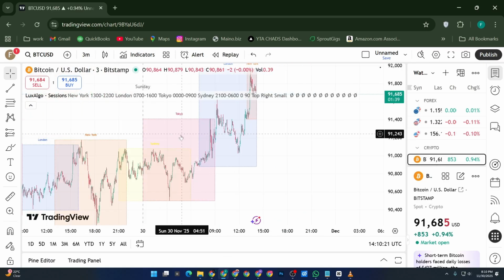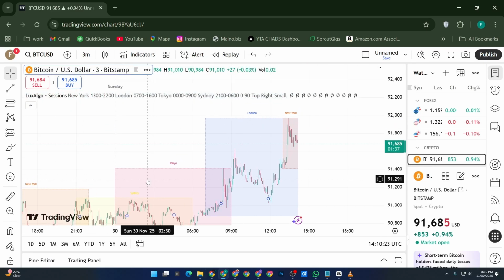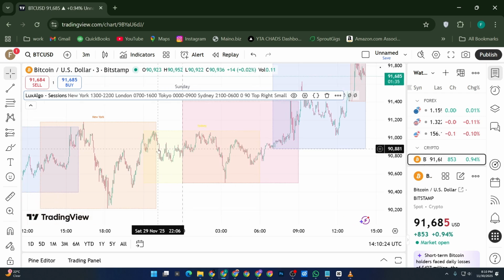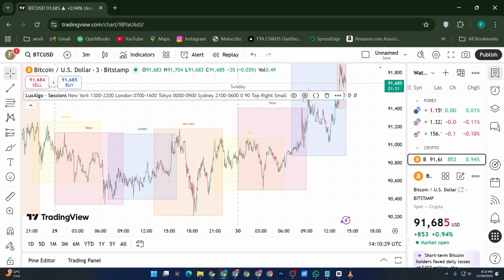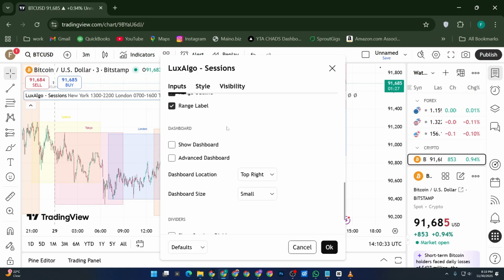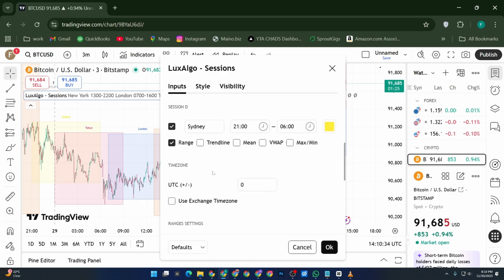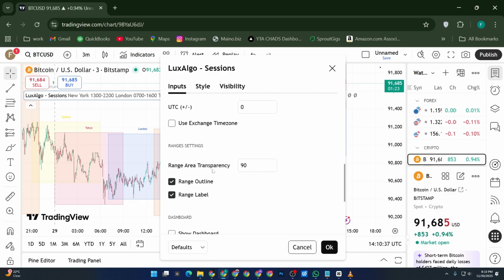chart. The session blocks will appear showing different trading sessions, such as the Asian, Sydney, London, and New York sessions. After that, open the indicator settings to customize it. You can adjust the transparency, colors, and which sessions are displayed. For example, you can make less important sessions more transparent or change the session highlight colors to your preference.